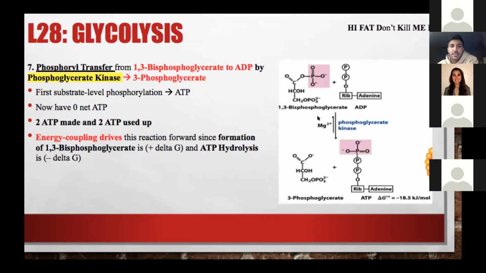And so this is an energy coupling kind of reaction. And so the formation of that bisphosphoglycerate, the delta G for this was actually positive, but through ATP hydrolysis, it makes it negative. And so you can see the ATP is super negative. So that drives it into a favorable reaction, it's the whole coupling stuff essentially.